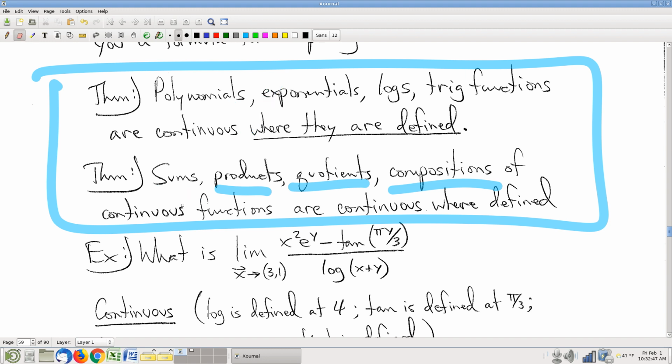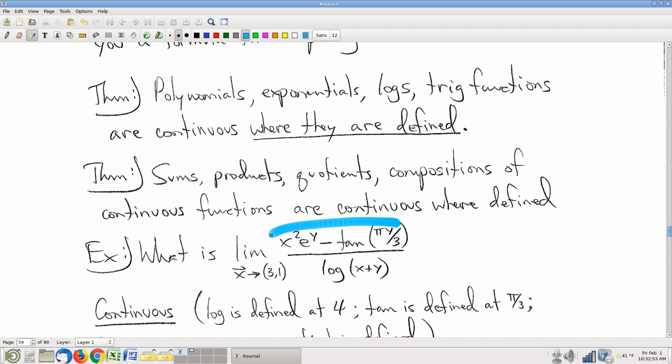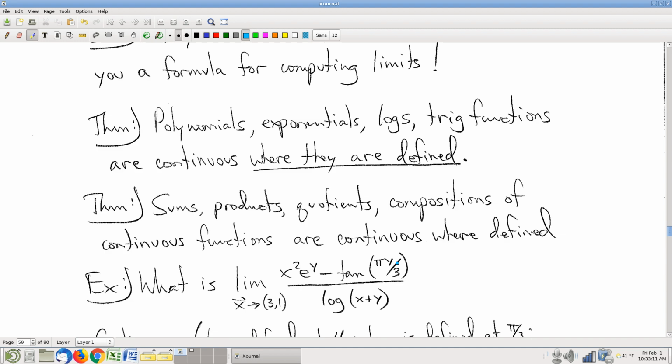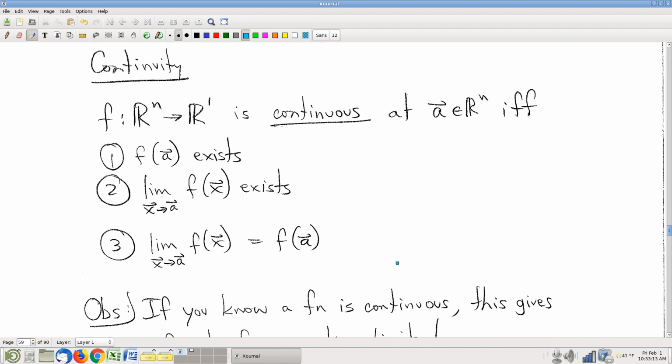And the only way a quotient could fail to be defined is if the denominator is 0. Now, of course, you've got to look inside. There is the question of is the numerator defined? You've got to look at every single part of where something could fail to be defined. But as far as a divided by b, the only way that could fail to be defined is if b is 0. Okay.